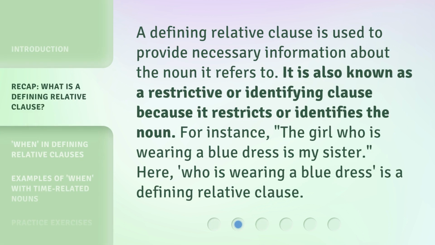A defining relative clause is used to provide necessary information about the noun it refers to. It is also known as a restrictive or identifying clause because it restricts or identifies the noun. For instance, the girl who is wearing a blue dress is my sister. Here, who is wearing a blue dress is a defining relative clause.